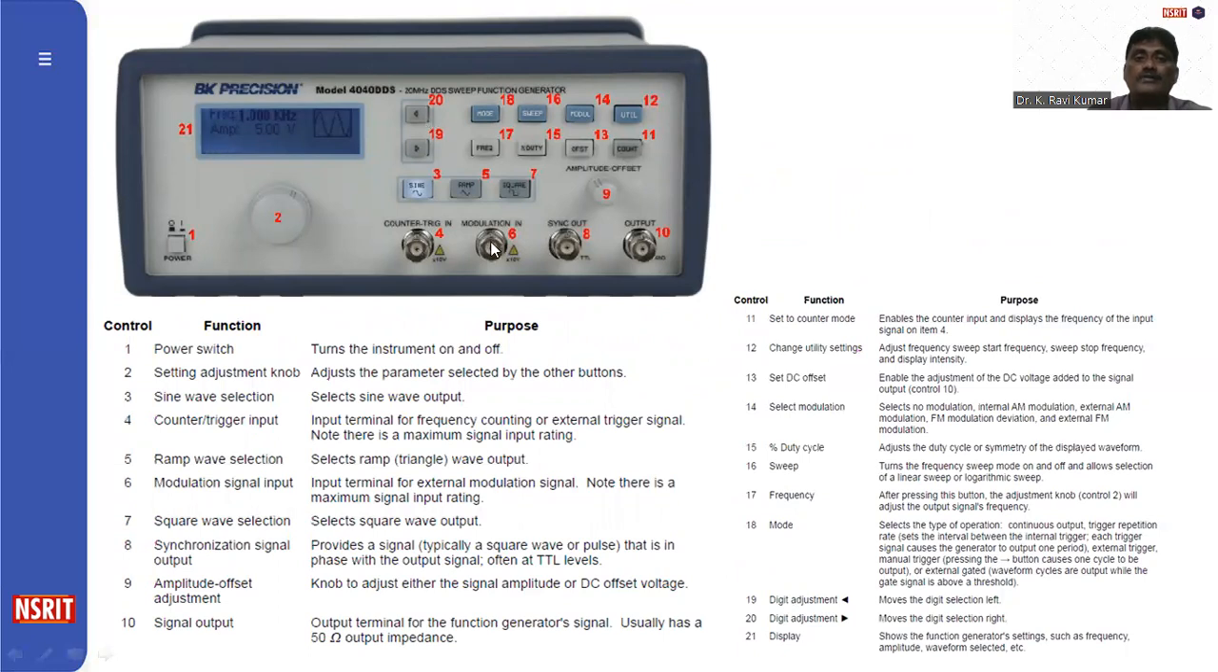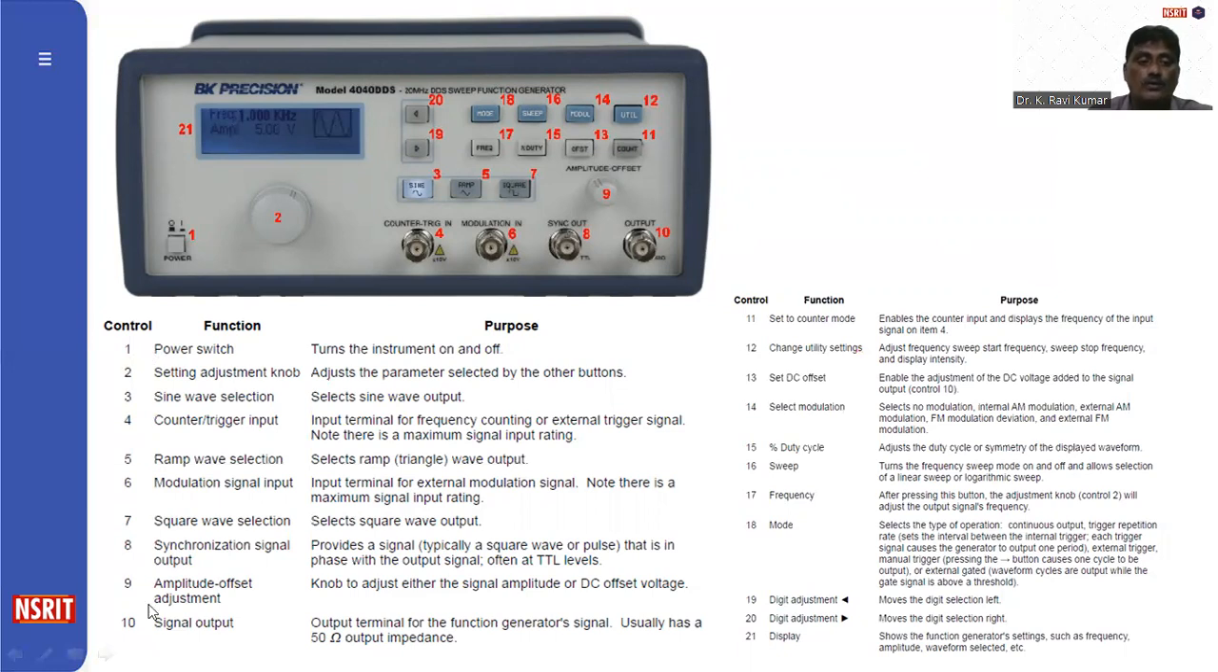This front panel of a function generator has various knobs, nearly 20 knobs, and one display. This is the digital function generator, which gives the output. The values of voltage and frequency are displayed, as well as the waveform.